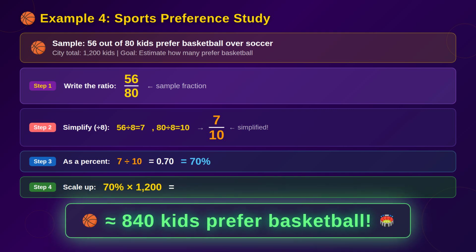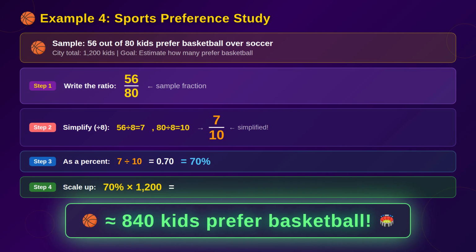Write the ratio. 56 out of 80. Both are divisible by 8. 56 divided by 8 equals 7, and 80 divided by 8 equals 10. Simplified, 7 out of 10. As a percent, 7 divided by 10 equals 0.70, which is 70%.